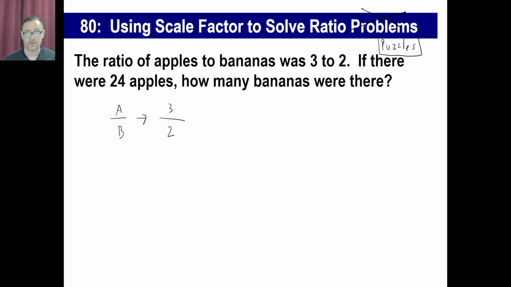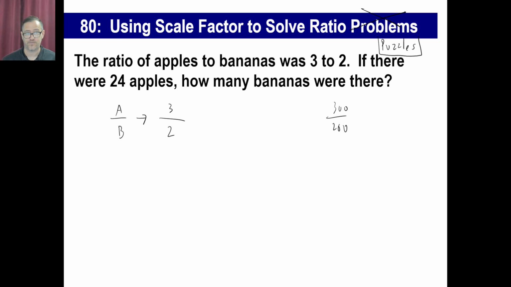Now that doesn't mean there were 5 pieces of fruit altogether. That just means the broken down fraction part. There could have been 300 apples and 200 bananas, and that would still be 3 to 2 if you were to break down the fraction. Could be 30 to 20, could be some other number. It doesn't mean there's exactly 3 apples and 2 bananas. That's just the ratio.